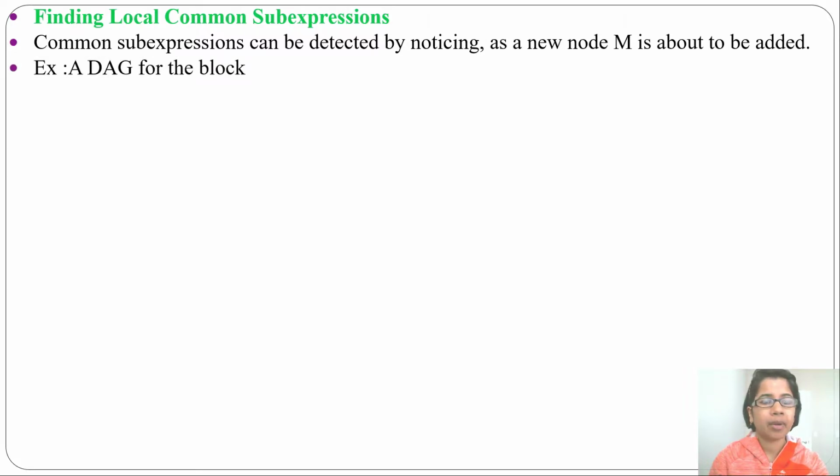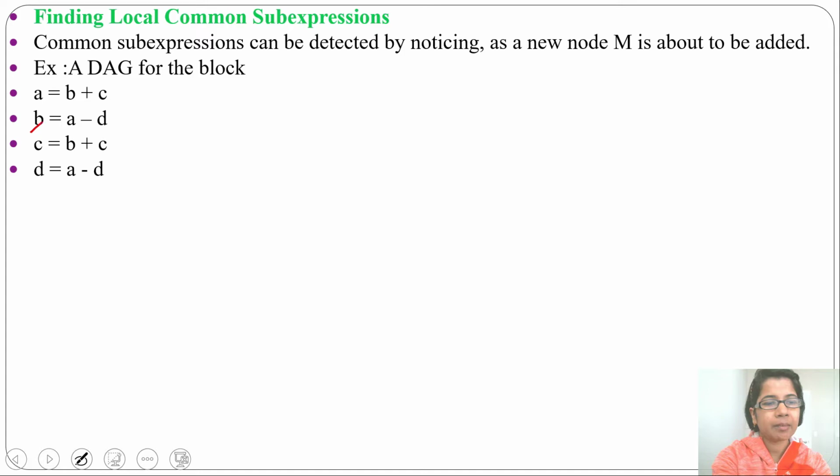Let one basic block contain this three address code: A equal to B plus C, B equal to A minus D, C equal to B plus C, and D equal to A minus D. Here you can mark some variables have multiple definitions, like B. This B is different from this B, and this C is different from this C, and D also, this D is different from D. So what we will do, first we will write in SSA form, then we will design the DAG.